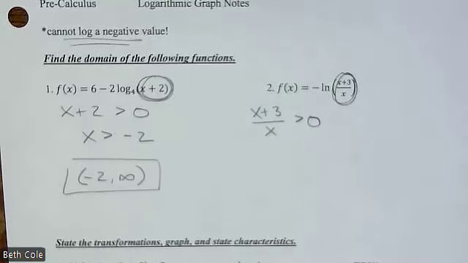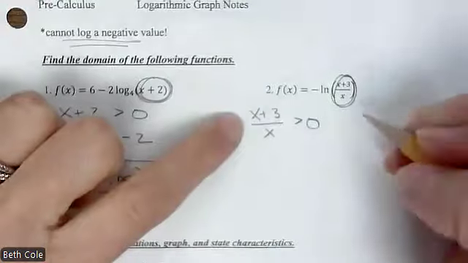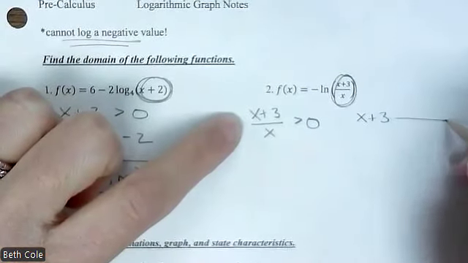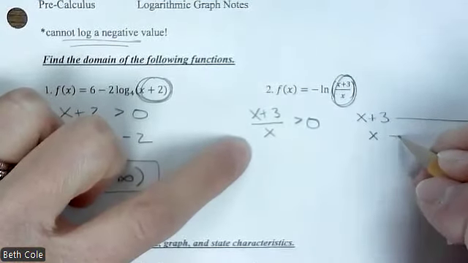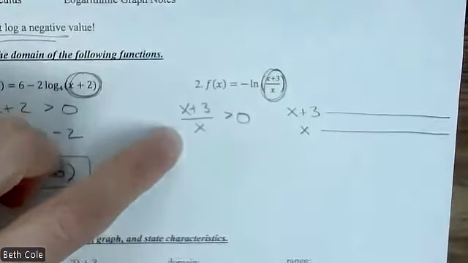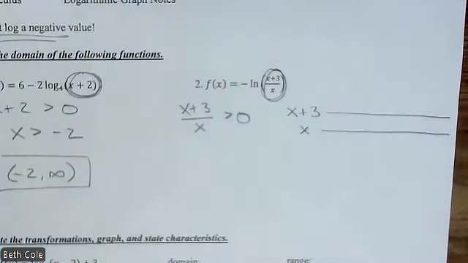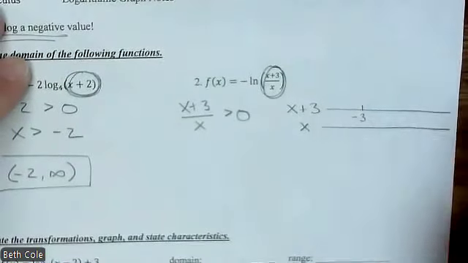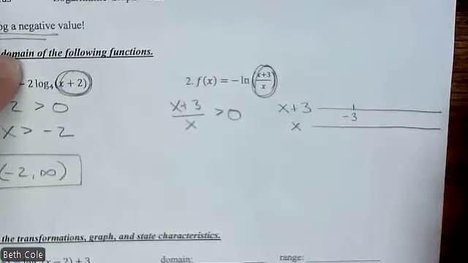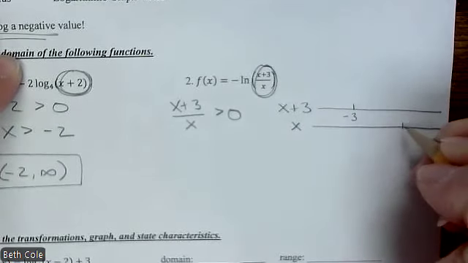I basically threw this on here for us to review our number lines. This is our number line question. So you're going to make a number line for your x plus 3 and a number line for your x. And we're going to put where the changes happen. And then we're going to put in all of our pluses and minuses. Okay. So where does x plus 3 have a change? Yeah, -3.